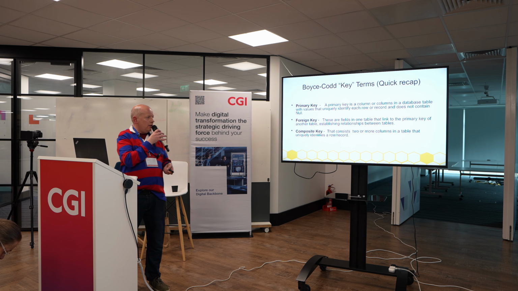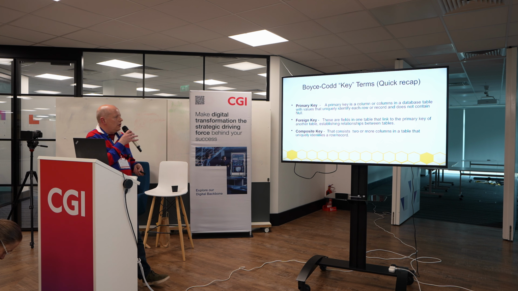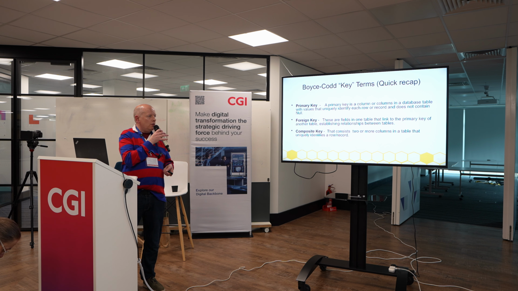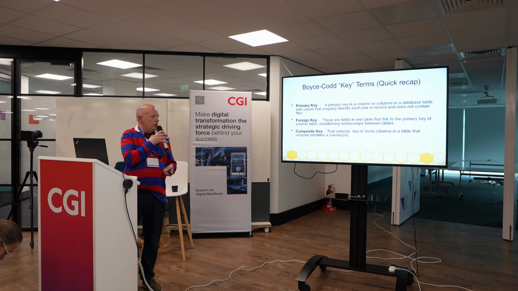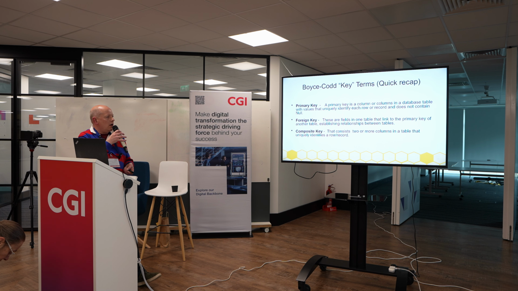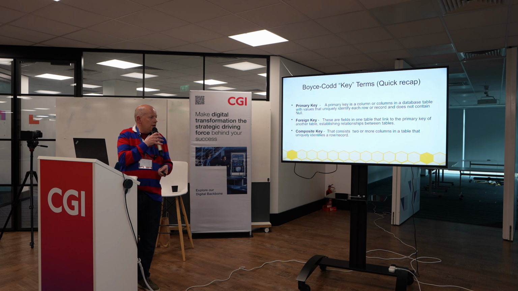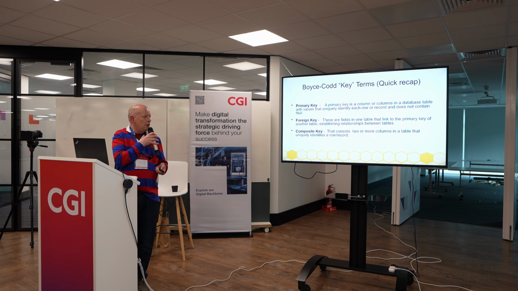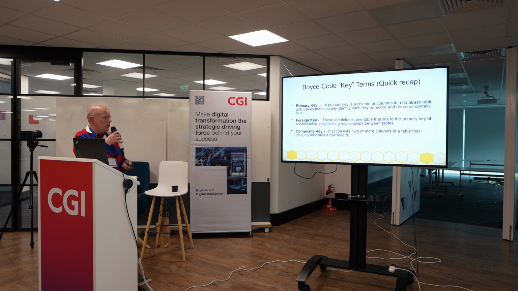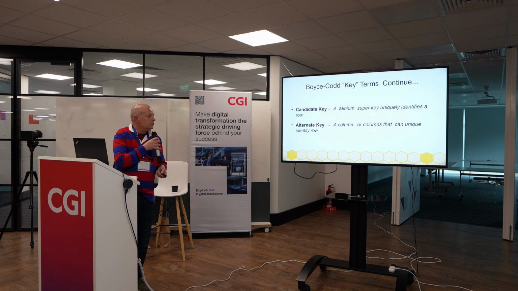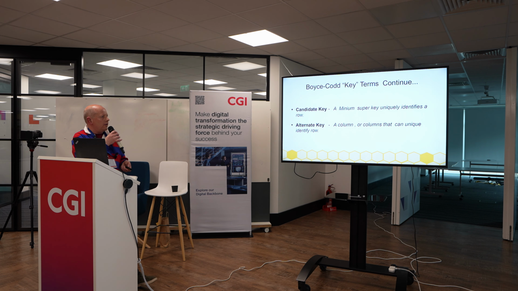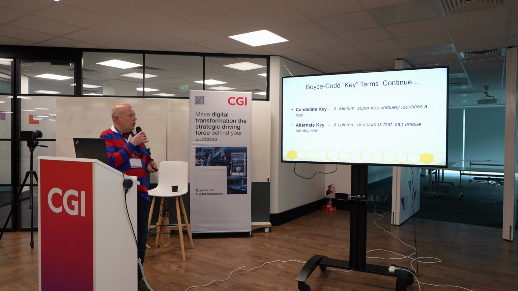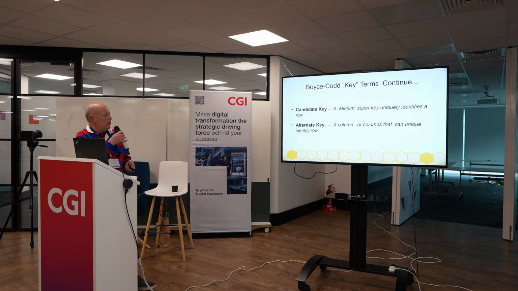A foreign key is a field in one table that links to the primary key of another table, establishing relationships between tables. A composite key consists of two or more columns in a table that uniquely identify a row or record. A minimal super key uniquely identifies a row. An alternative key is a column or columns that uniquely identify a row.